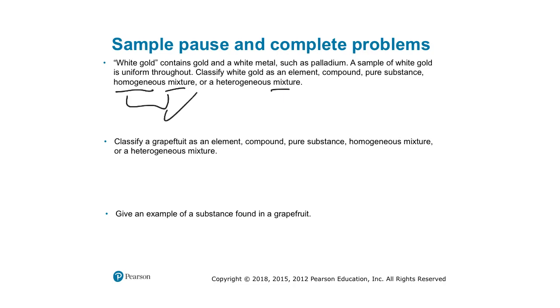Now, if it was not uniform throughout, then it would have been a heterogeneous mixture. And if that was the case, maybe we would have a picture of it, and you can see with your eye that it looks like there's two different phases. So maybe it would look like one color on one side and a different type of appearance on the other, and that would be heterogeneous.